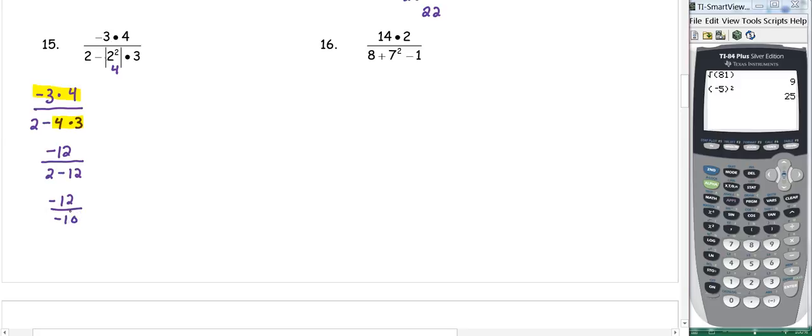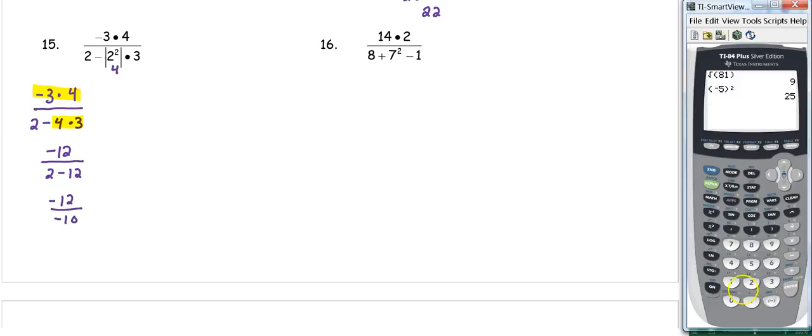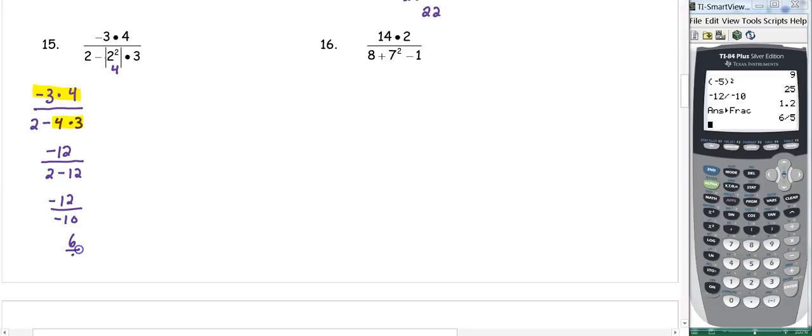It's always good to double check anyway, so I'm going to put this in my calculator. Negative 12 divided by negative 10. Enter. I get a decimal. Math. Enter, enter. And this reduces to 6/5. Make sure that you're always reducing your fractions.